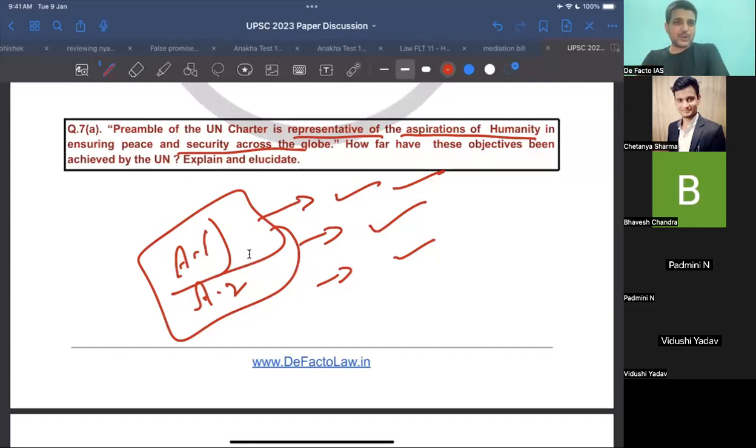The answer that I am making here, I have already made this answer, right? So you have to simply write those sub clauses and simply explain them along with the article, obviously: Article 2, Clause 1, Article 2, Clause 2. Getting my point? Is this understood?